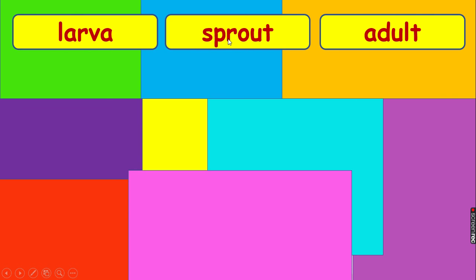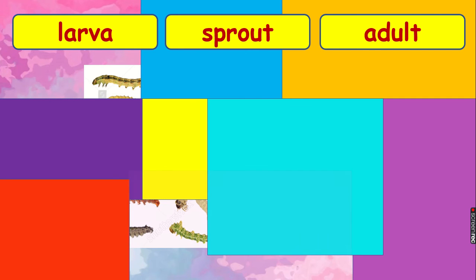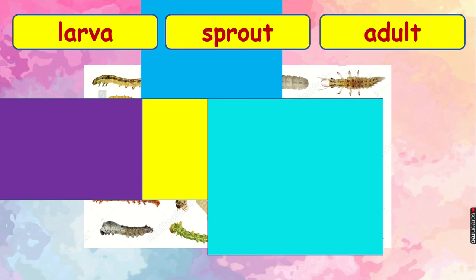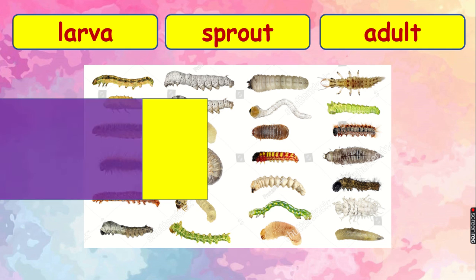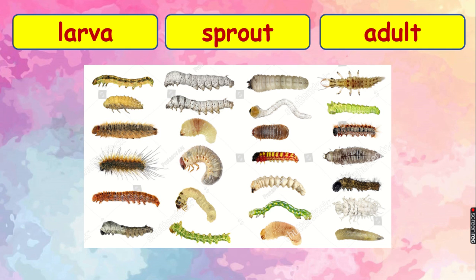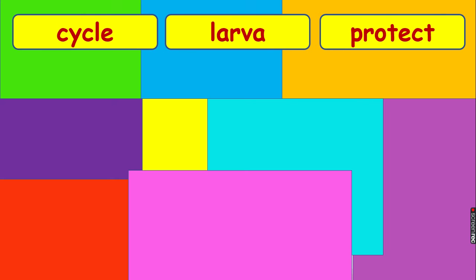Larva, sprout, adult. Which one is right? Okay. Are you saying it right? Is it a sprout? No, it's a larva. Good one, guys. They are all larva. Different kinds of larva, because there are many different kinds of insects, so there are different kinds of larva.